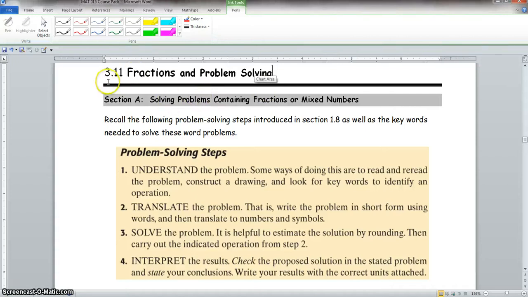Okay, class, we're starting section 3.11, fractions and problem solving. Section A, solving problems containing fractions or mixed numbers. We will institute the problem solving steps. First, you have to understand the problem. Second, you have to translate the problem into some type of expression or equation. Third, you have to solve the problem. And fourth, you interpret the results.